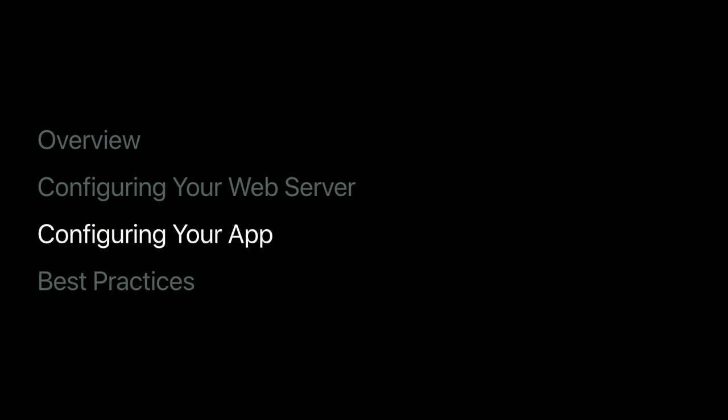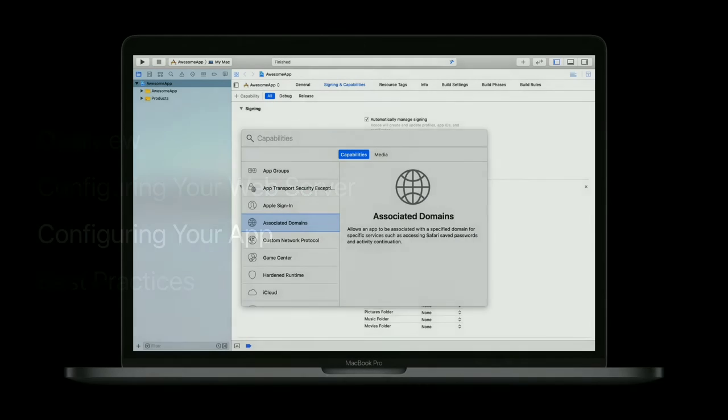So now your server is ready to support universal links. Let's update your app. Open your project in Xcode and navigate to your project settings. Add the associated domains capability. This adds a new entitlement to the selected target. You can modify this entitlement directly from this view.